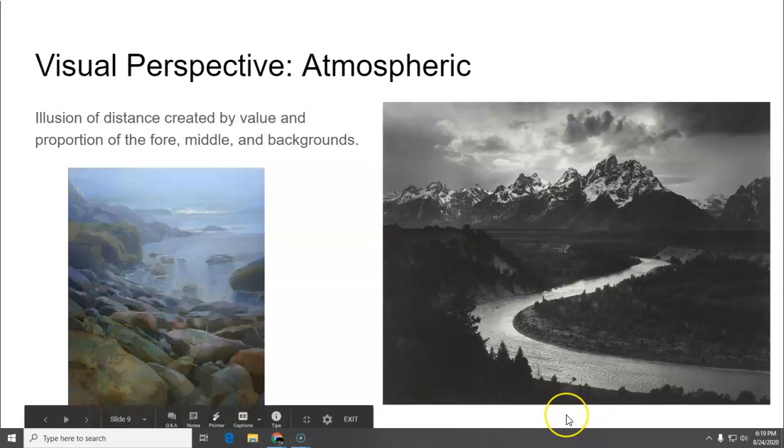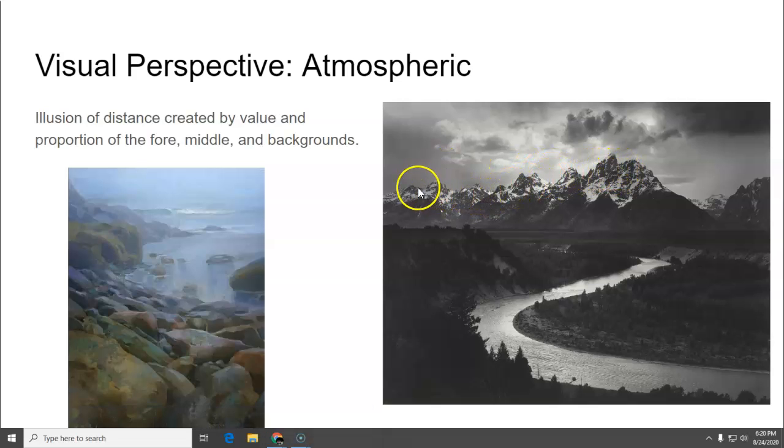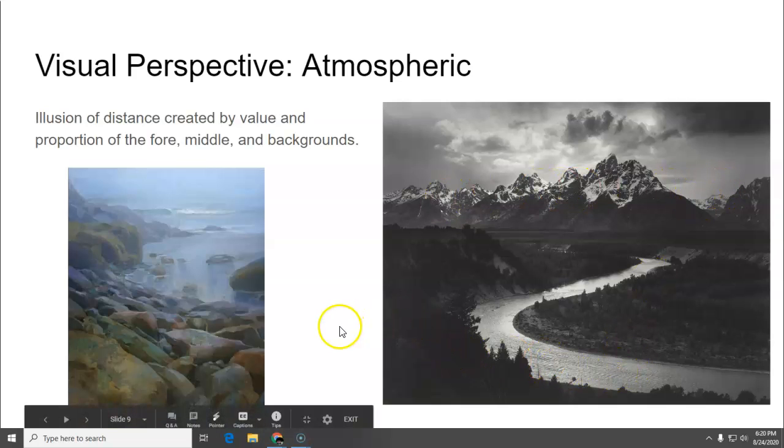This is a photograph by Ansel Adams, a famous American photographer who was a key part of us having national parks. And you can see this as well here. The river and everything recedes into the background. The mountains are there, but as they move away from you, they look like they change in value, they change in detail.